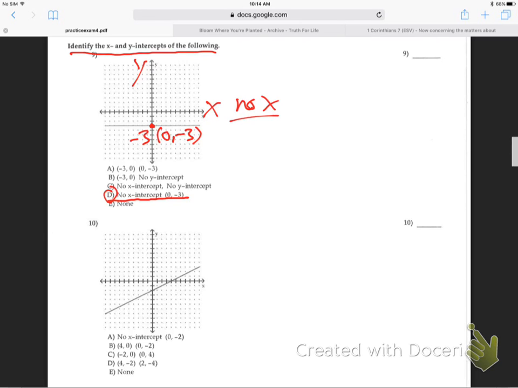Good? Number 10. How about the intercepts? Same thing. Intercepts for number 10 are right, what's that? 3 over 4? Over 4, up 0. And then this one is over 0, down 2. And so that's what? B? There we go. Just identifying those points. All right. Let's keep moving.